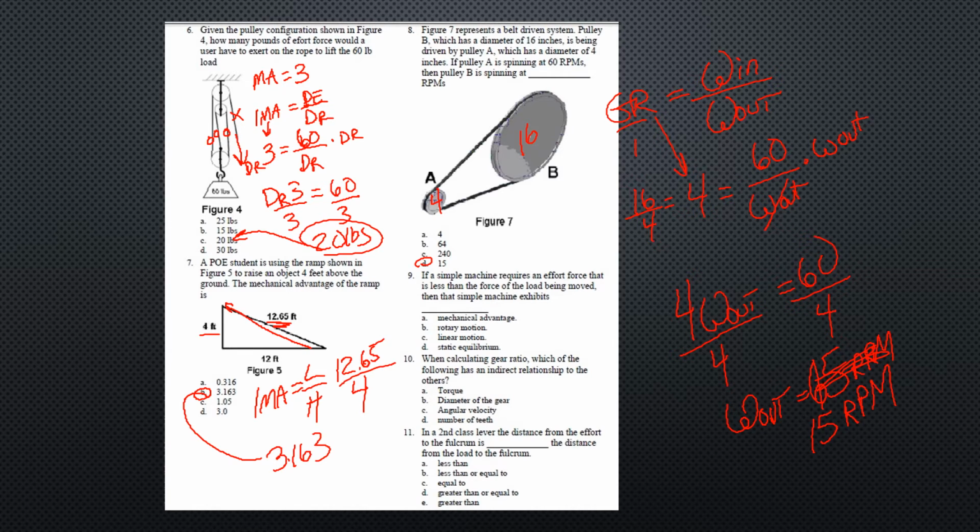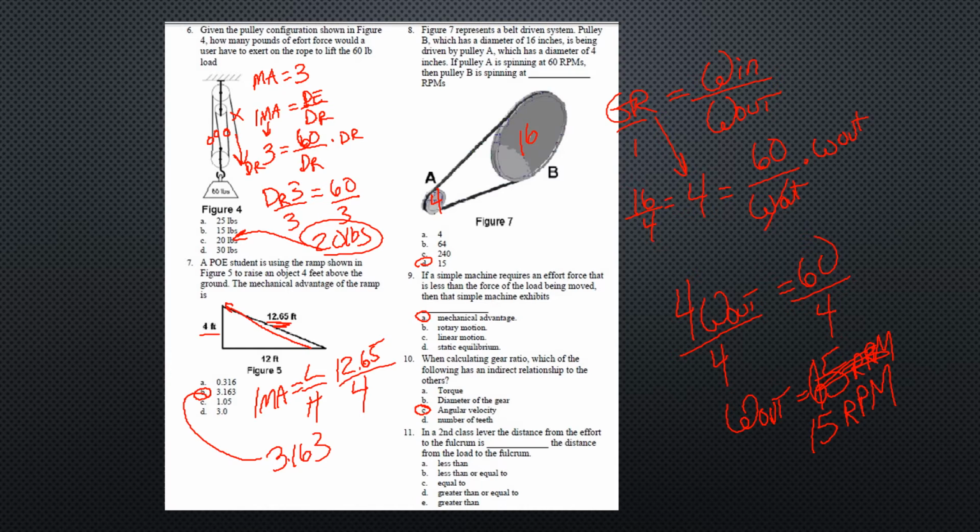Number 9. Simple machine requires effort force, that is mechanical advantage. 10, when calculating gear ratio, which of the following has an indirect relationship to the others? Torque relates, diameter of the gear relates, number of teeth relate. However, angular velocity is what you're looking for. That has an indirect relationship. The rest of them are directly impacted.